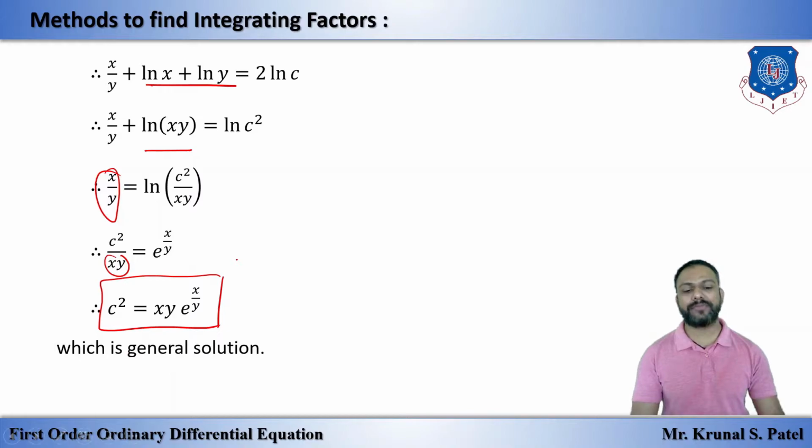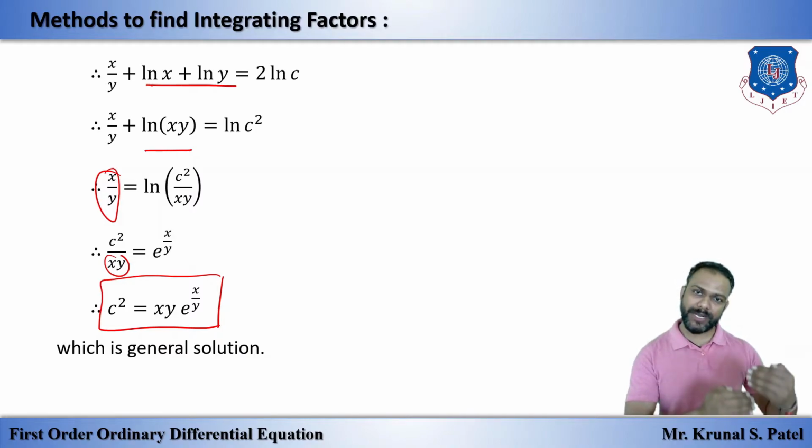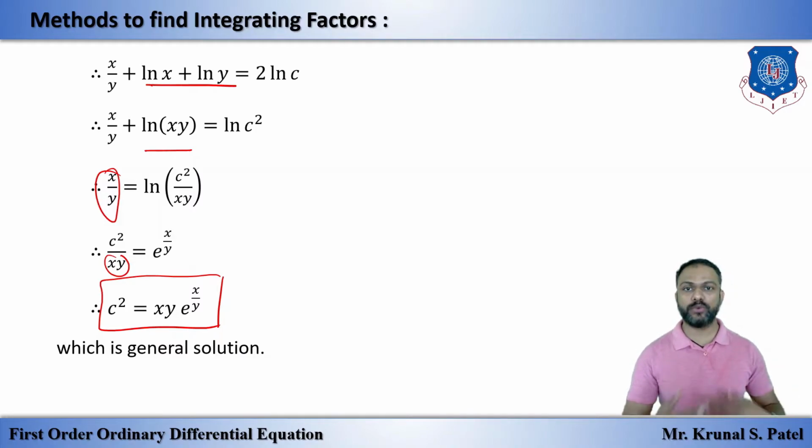So after finding IF, when we multiply IF to the given non-exact differential equation, the new differential equation becomes exact, and after that we know the process. We already learned it in the previous lecture. So this is one method: when the given differential equation is not exact but it is a homogeneous differential equation, then we can find IF as 1 upon Mx plus Ny.